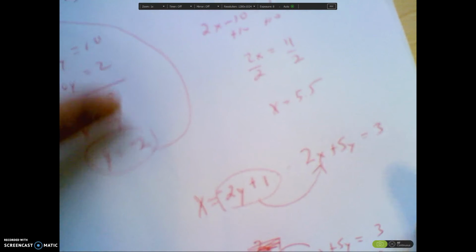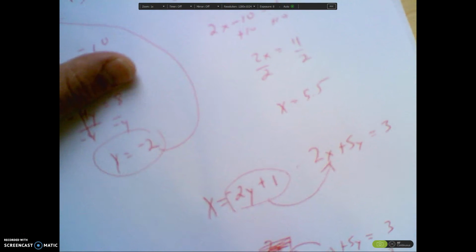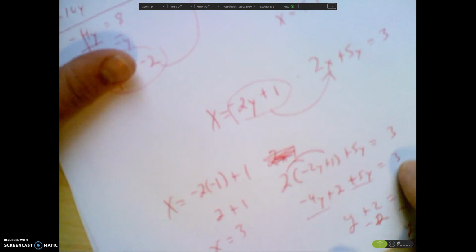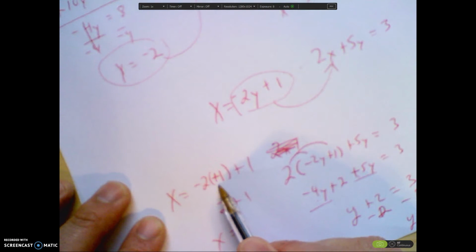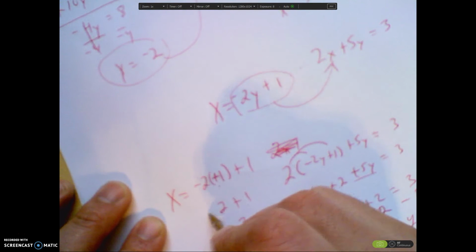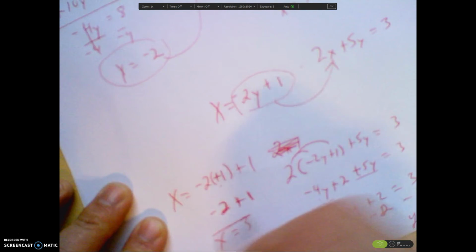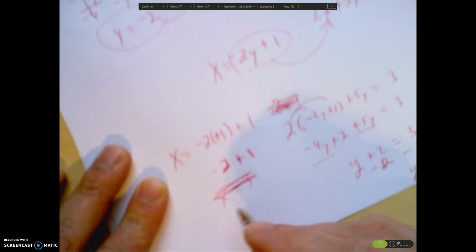Let's take a look. Oh, I made the same mistake again. Holy smokes. It's y, it should be positive 1 right here. There we go. Which gives me a negative 2 plus 1, which gives me x equals negative 1, and that in fact is A, so we had it.